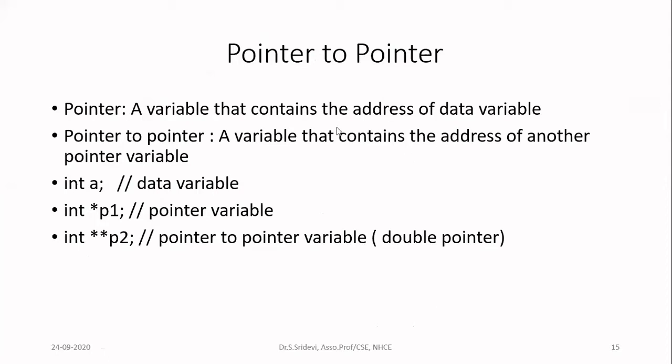the memory. And pointer to pointer is nothing but also a variable that contains the address of another pointer variable. Try to understand the difference. Pointer contains the address of another data variable, whereas pointer to pointer contains the address of another pointer variable, not a data variable.